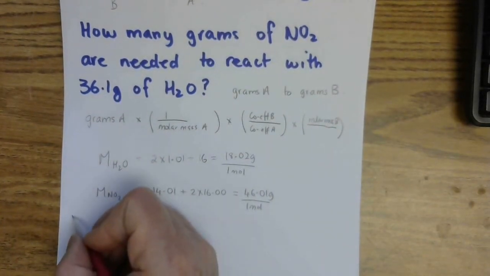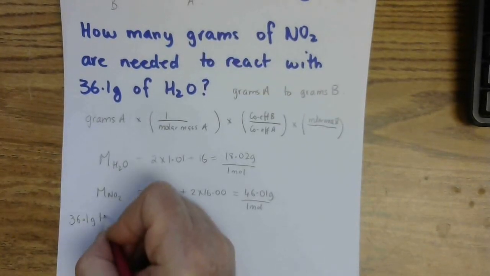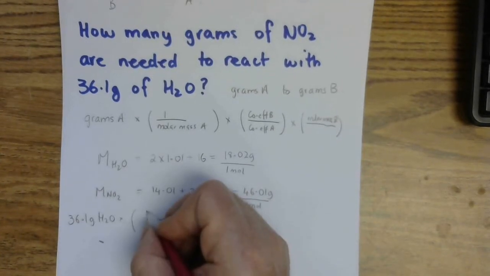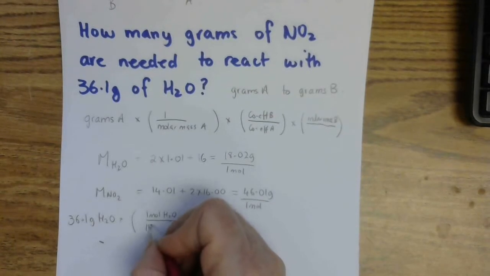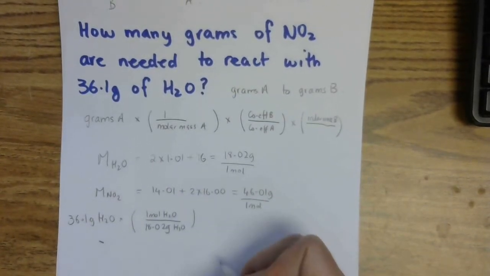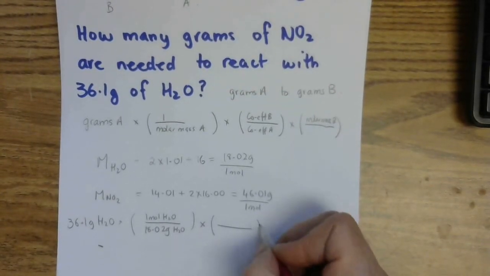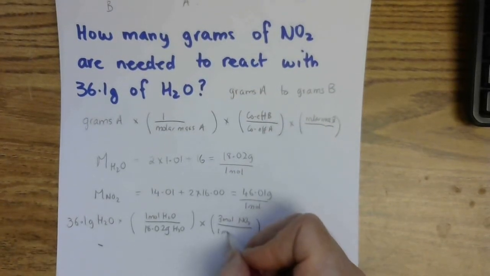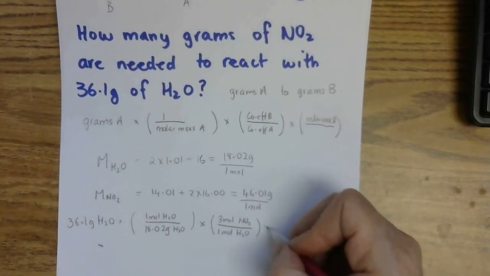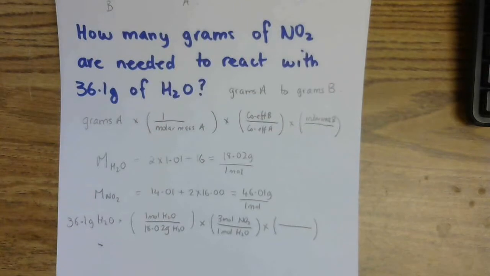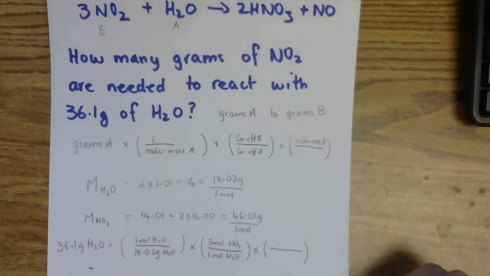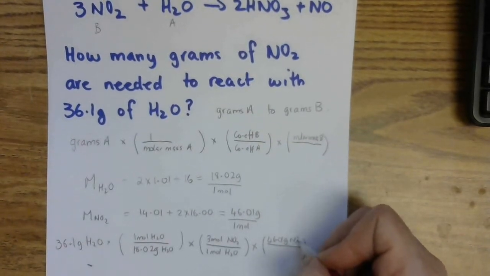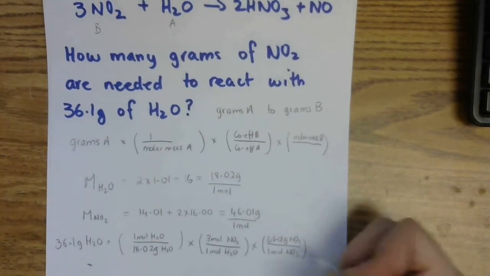So my grams of water, I had 36.1 grams of H2O, times, parentheses, I get 1 mole of H2O for every 18.02 grams of H2O. Now I've got to times by my mole ratio, and I get 3 moles of NO2 for every 1 mole of H2O, and then finally I multiply by my molar mass of NO2. So my molar mass of NO2 is 46.01 grams per mole. So 46.01 grams of NO2 for every 1 mole of NO2.